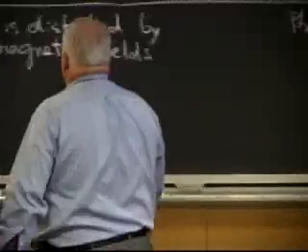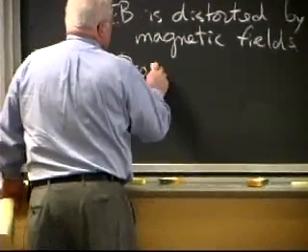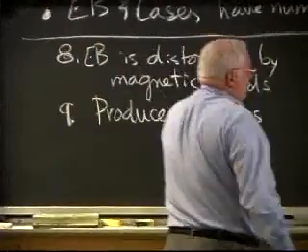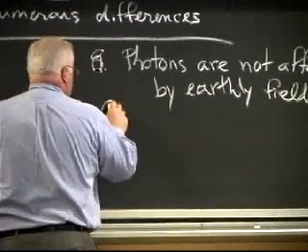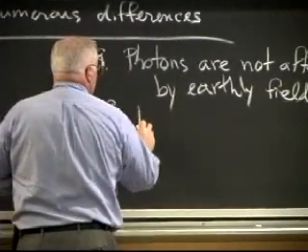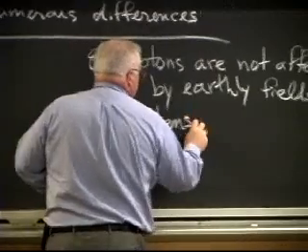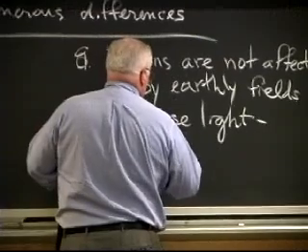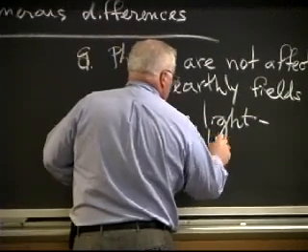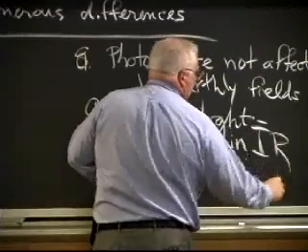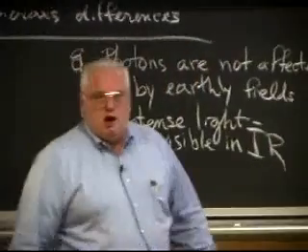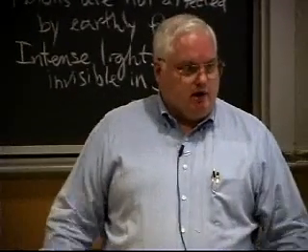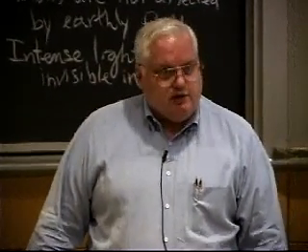Another problem with electron beam is it produces X-rays. And over here, whoops, that's 8, this is 9. We have intense light, which is typically invisible in the infrared. Even a YAG laser beam is invisible to your eyes and my eyes. It's 1.06 microns. We only see out to about 0.7 microns. Okay, 700 nanometers or 7,000 angstroms, right?